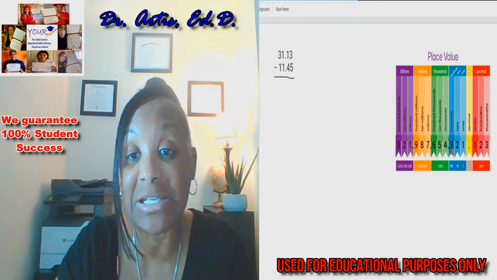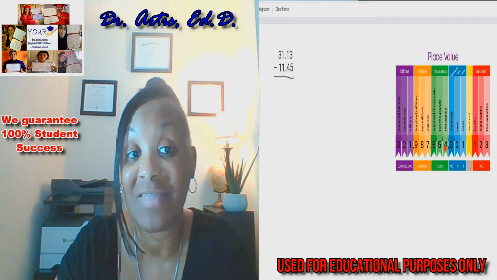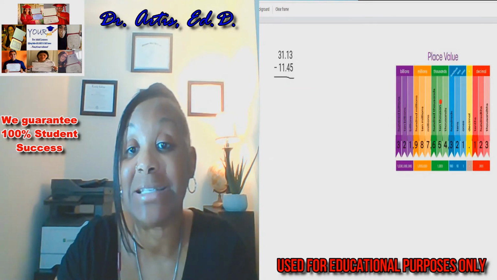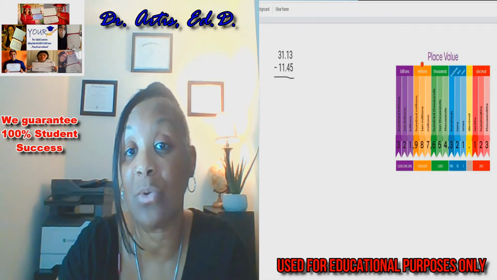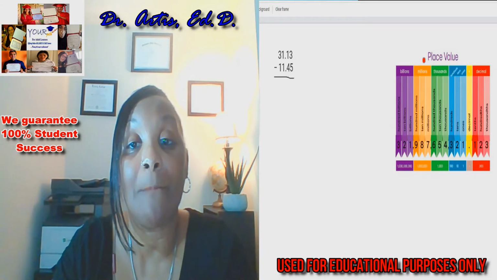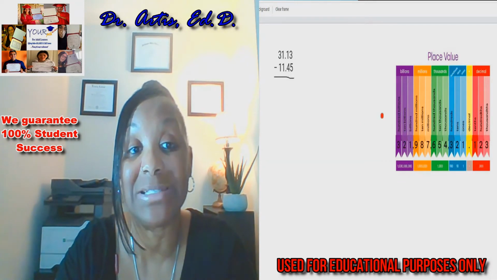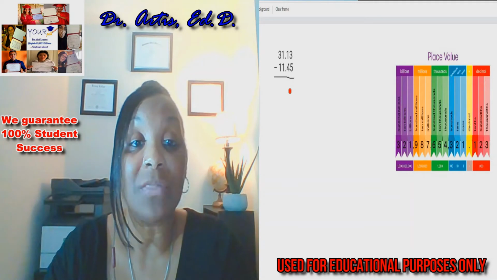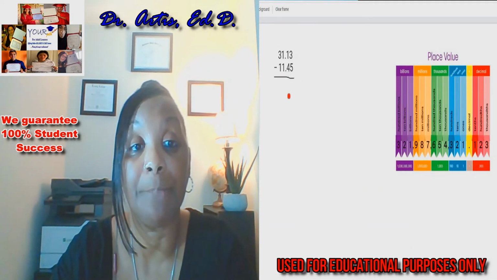So if we had 3 digits, we will have hundredths. That will be the place value. If we had 4 digits, thousandths, and then 10,000s, 100,000s. Then we get into the millions, and then the billions, okay? So you will want to memorize this chart to help you understand the place value of the numbers when dealing with decimals. Okay, so now that I've discussed the place value chart, let's go over here to the problem.